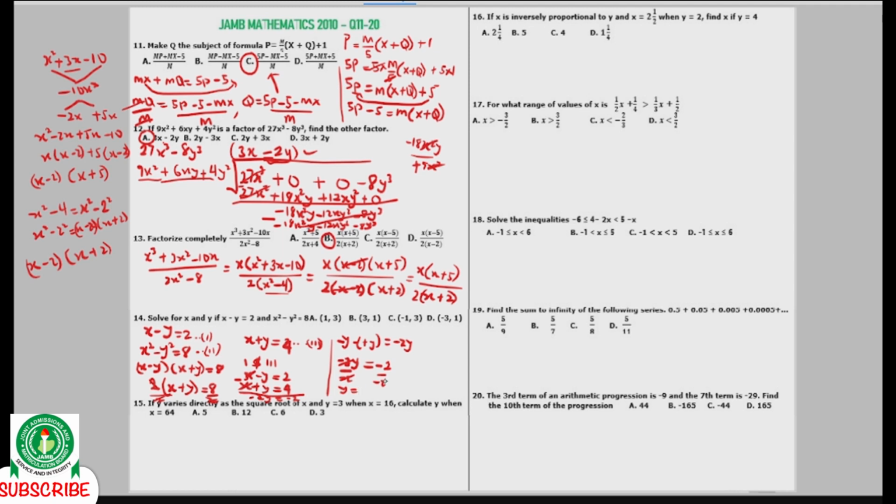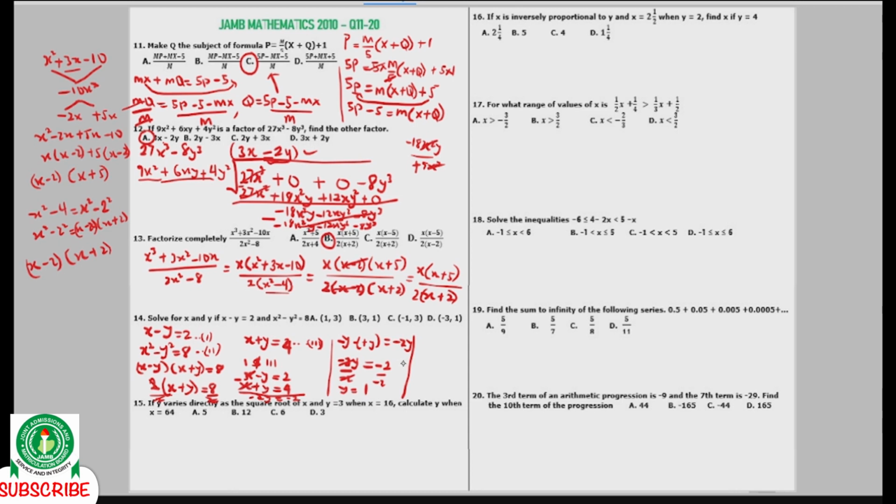So y is equal to minus 2 divided by minus 2. We are going to have 1, because minus cancels minus and 2 cancels 2, which is going to be 1. Now we have our y, so how do you get x? Just go to any of these equations and you can easily get your x.